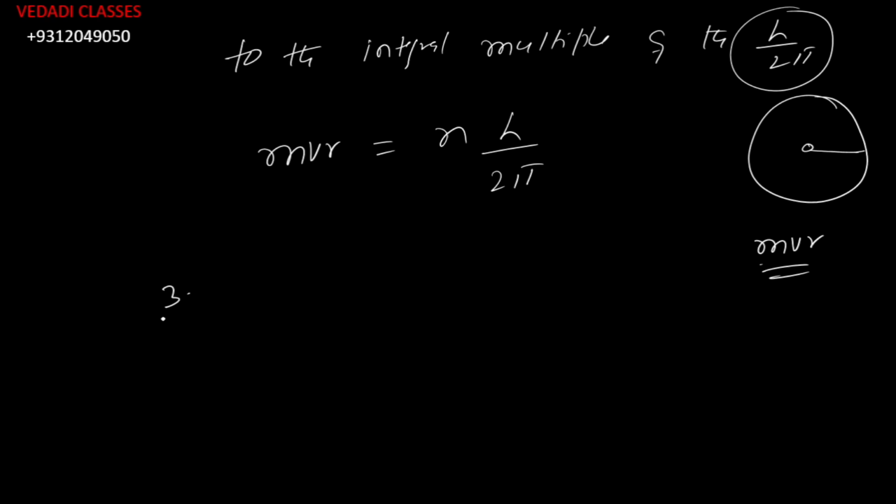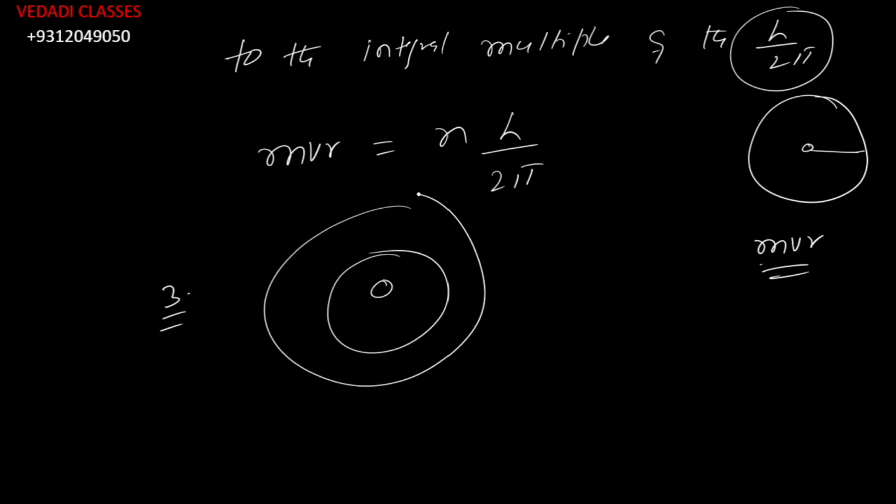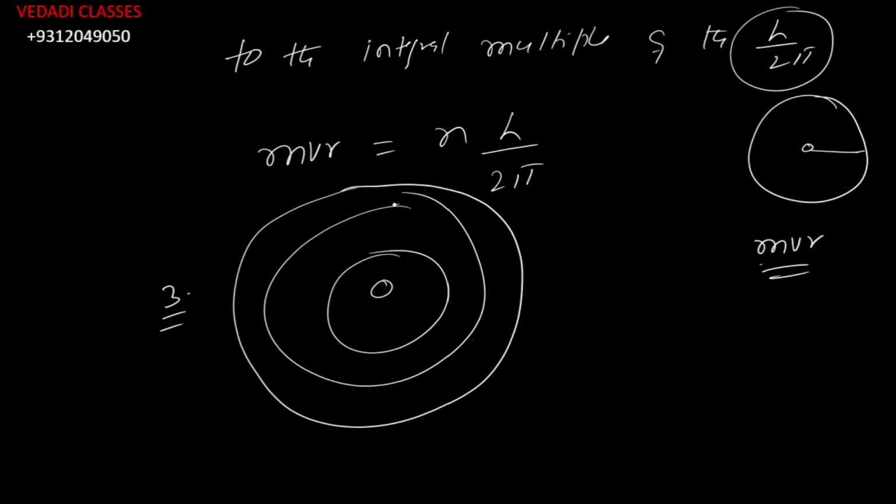Now the third concept. If the electron jumps from a higher orbit to a lower orbit, then energy will be released. And when the electron jumps from a lower orbit to a higher orbit, then energy will be absorbed.